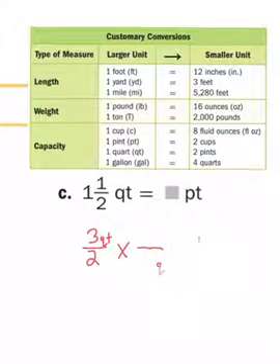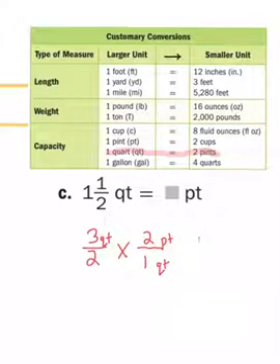Now remember, I want quarts diagonal from quarts. So that means pints have to go on top here. So let me look for the pints and quarts up in my table. And I see 1 quart is 2 pints right there. That's the fraction I'm going to use. So 1 quart is 2 pints.